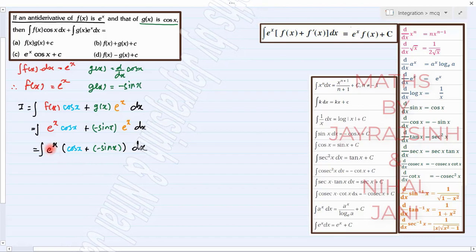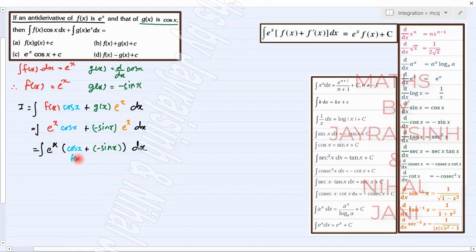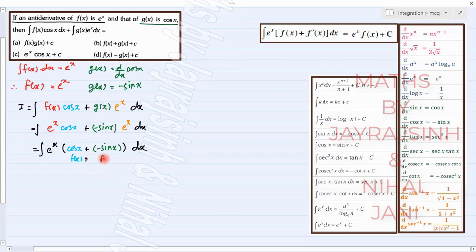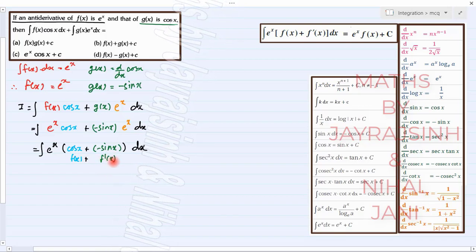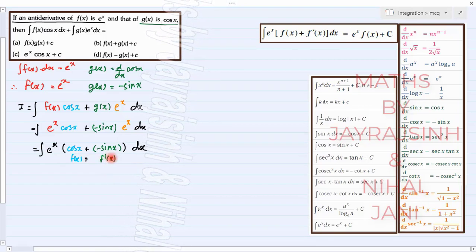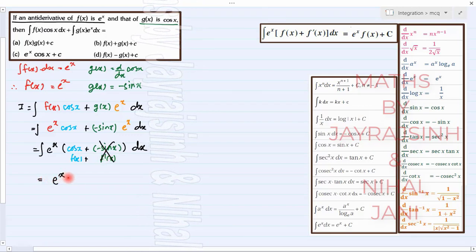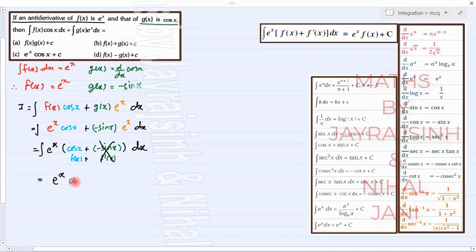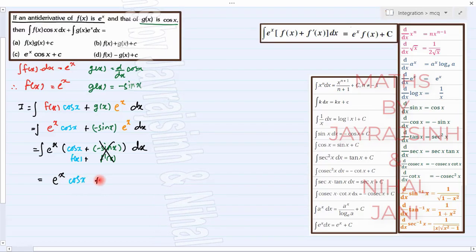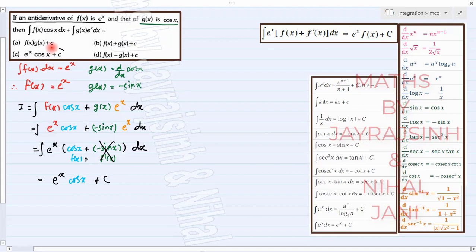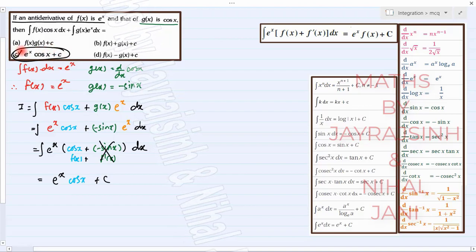So here we set e raised to x times (f(x) plus f dash x). And we know that to integrate this kind of a form, we just have to ignore f dash x. So your answer will be e raised to x times f(x). In this case, it is e raised to x cos x plus c, which is given in option C. Ta-da!